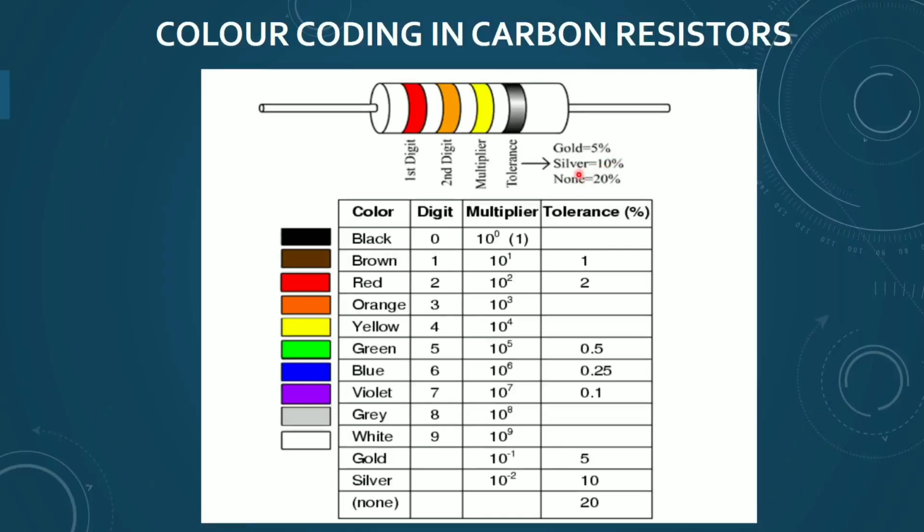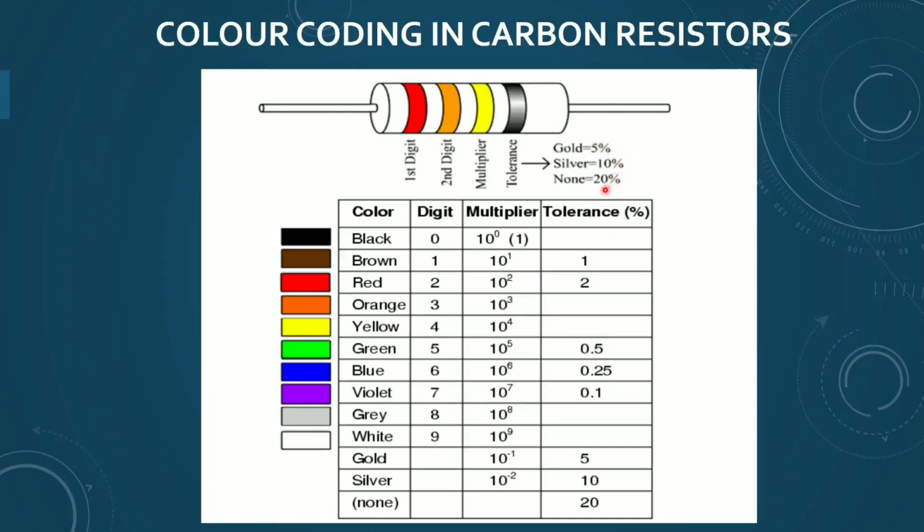If silver color is there, then it means 10%. If there is no color, then there is 20%. These 3 tolerance limits you have to keep in mind. Though for the different colors, there is now a latest discovery of tolerances, but these are generally not asked in CBSE.